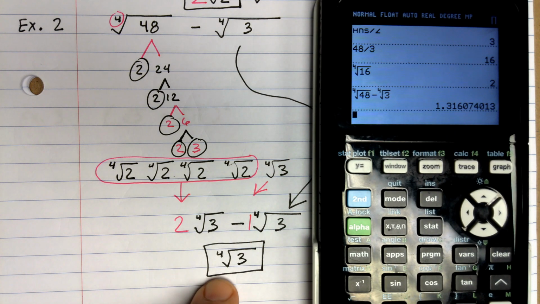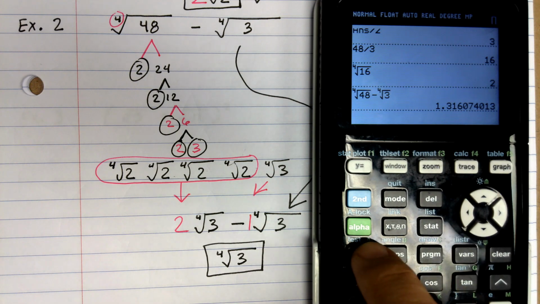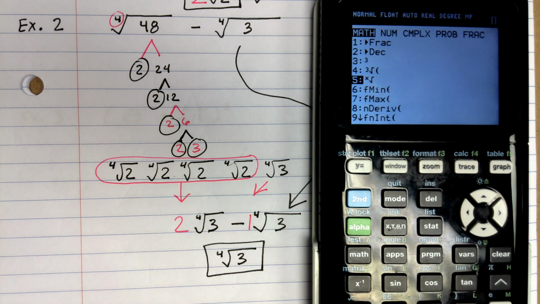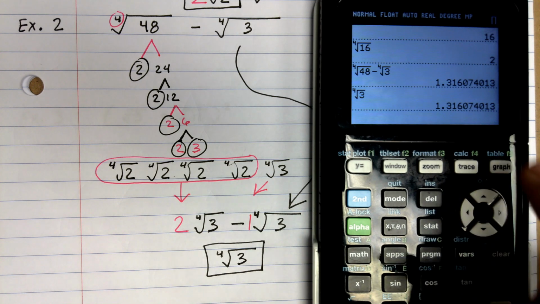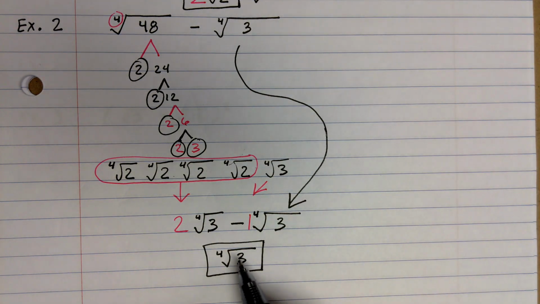Now I'm going to take my final answer that I did just to compare it, to confirm that it was done correctly. So I'm going to hit math, go down, put a 4 in there, and then I'm going to put 3. Notice that the answers are exactly the same. So I did the work right, and this exact answer is correct.